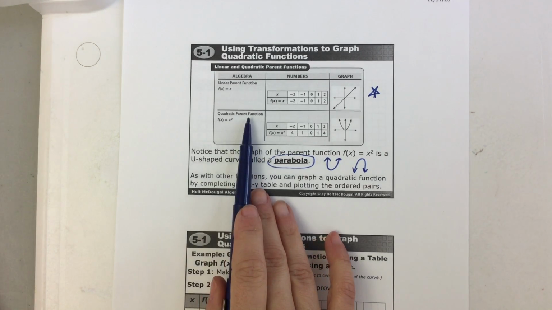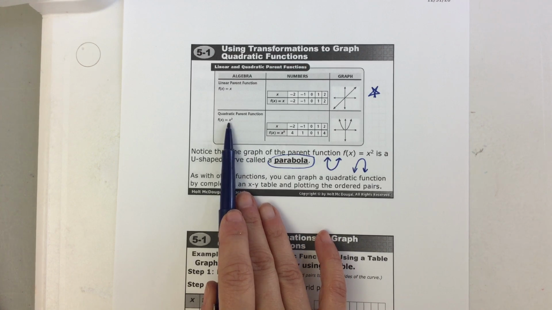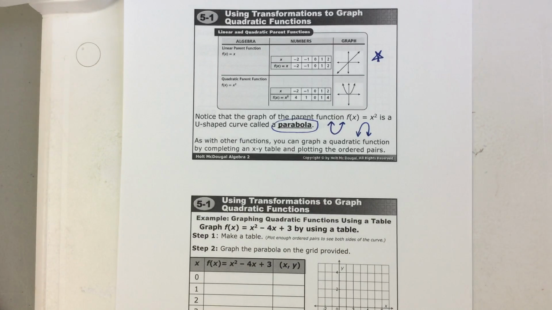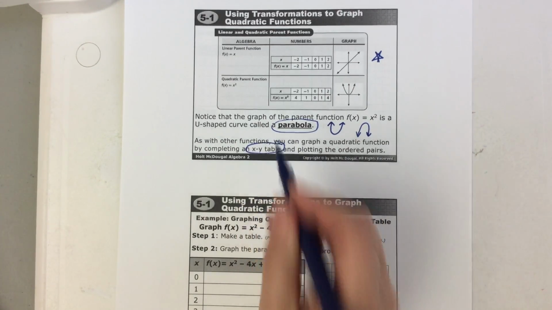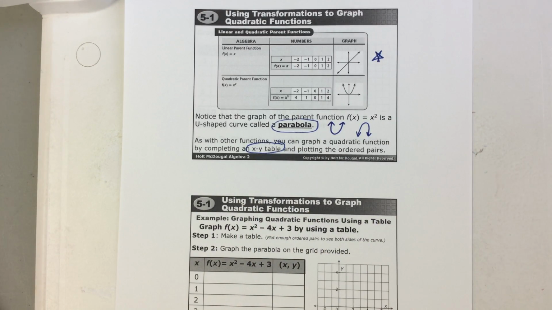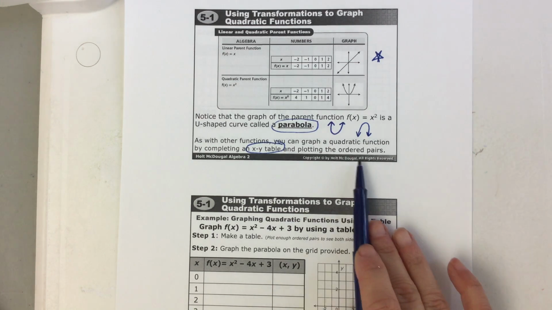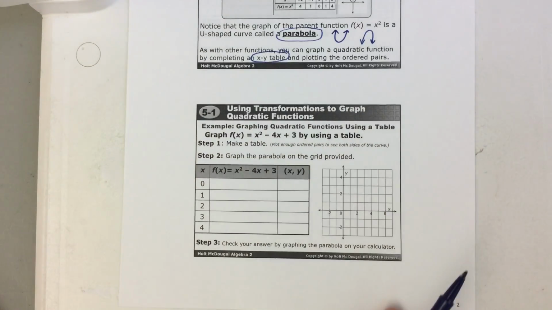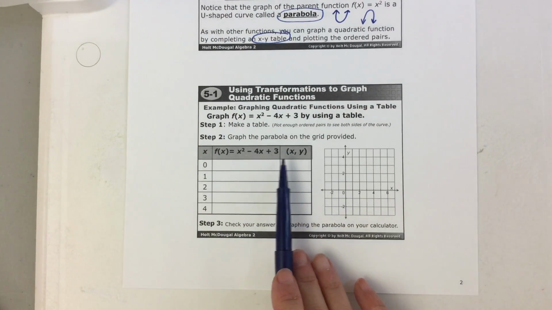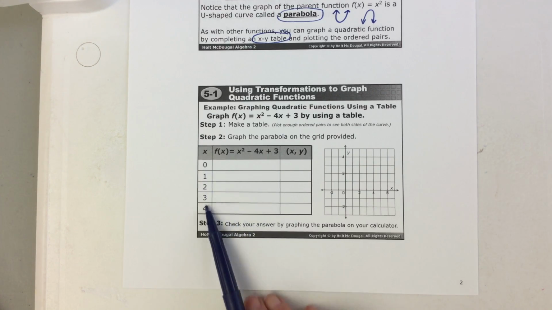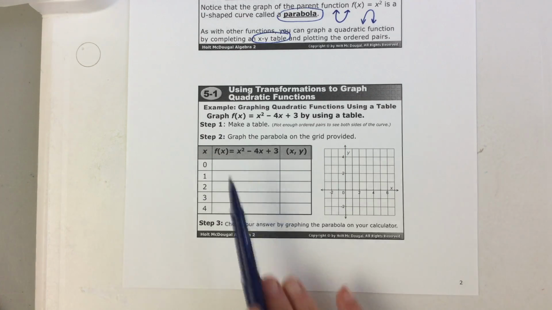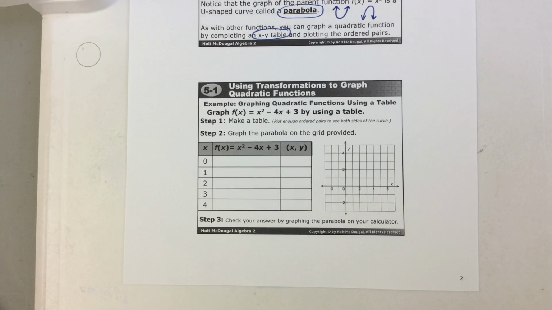Notice the quadratic parent function shows you that your x has a power of 2. As with any other function, you can graph quadratic functions by completing an xy table, and that's going to be our main focus today. We're going to create xy tables and plot the ordered pairs. The main thing to remember is that when you are replacing an x value into a function, you want to have it in parentheses, especially if your x has an exponent.